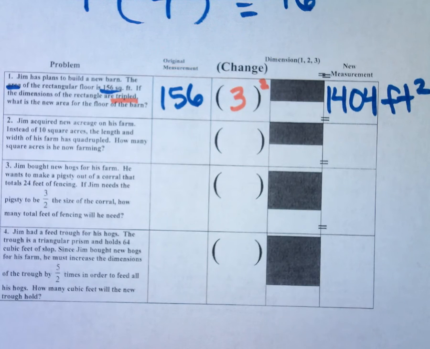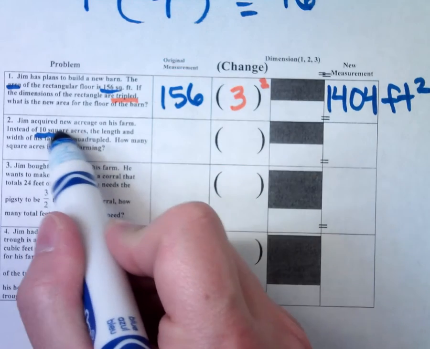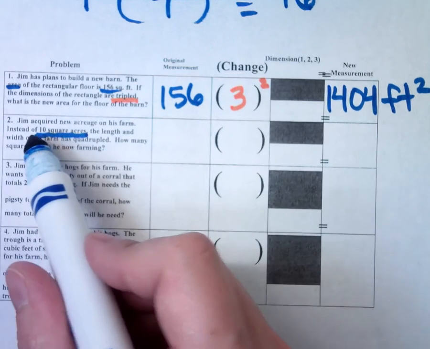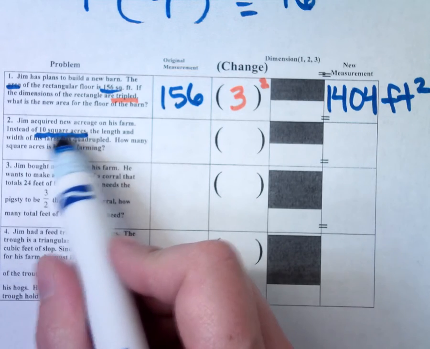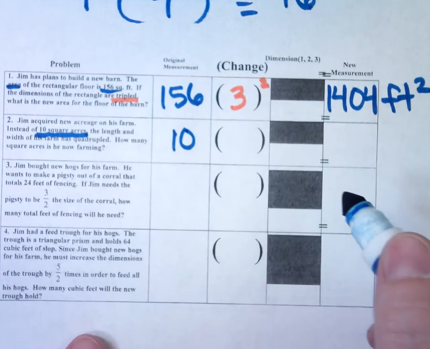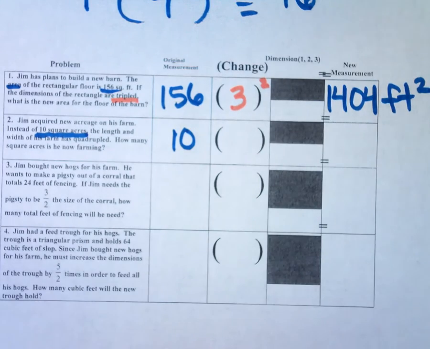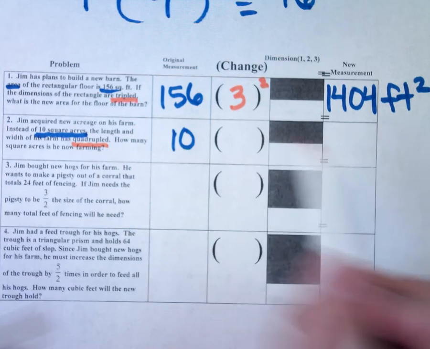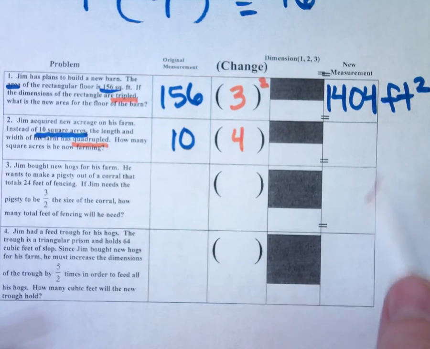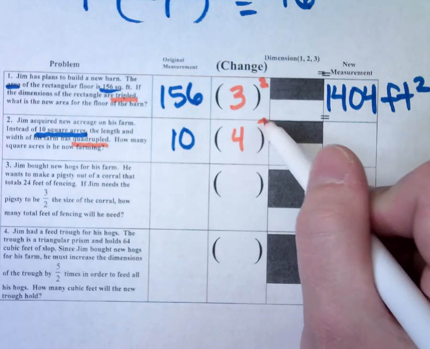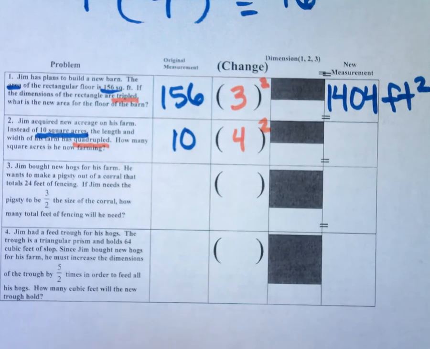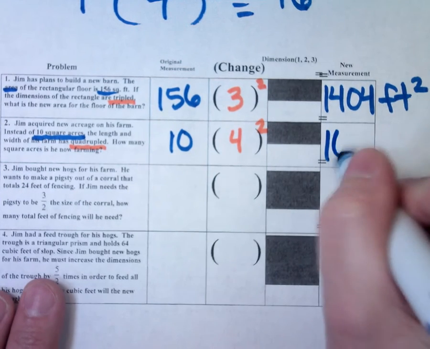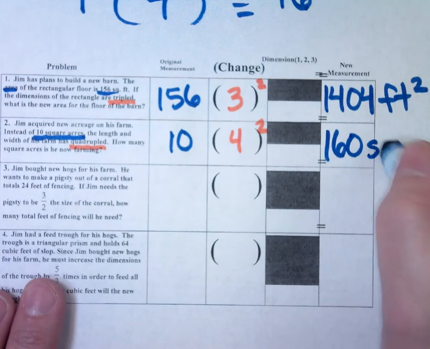Okay, number 2 says Jim acquired new acreage on his farm. Instead of 10 square acres, the length and the width of his farm has quadrupled. How many square acres is he now farming? Okay, so how many square acres was he originally farming? 10. So he originally had 10 square acres, and it says that they're doing what? Quadrupling. So what would I put in the parentheses? 4. So it's going to be 4 times as big. And what would my exponent be? 2, because I'm talking area. Okay, so what would the new answer be? 160. So now he would be farming 160 square acres.